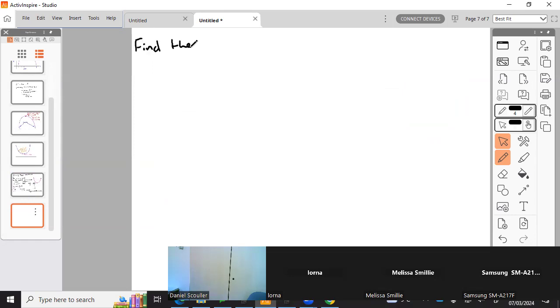Find the roots of 2x squared minus 6x equals 0. Okay, find the roots, it's factorization, it's our CDT. So always start with a common factor. Is there a common factor here? Yes.